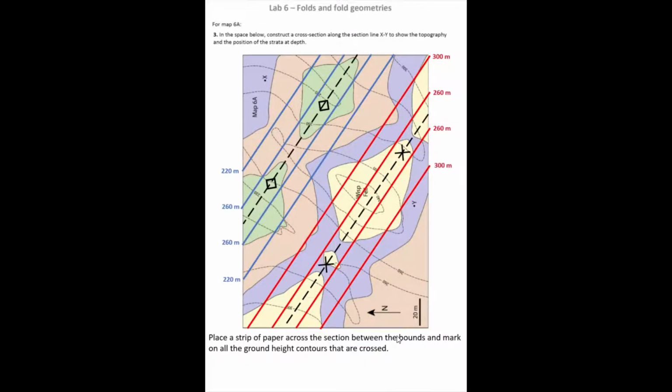Okay, the next question asks us to construct a cross-section along the section line XY to show the topography and position of the strata at depth. So another little schematic cross-section that shows the hill profile and the dips of our beds in the subsurface. So to start this, we'd place our strip of paper across the section line between the bounding marks between X and Y, and mark on the ground height of the contours that we cross along that section line. So luckily our hill profile is relatively simple. We go from 260 there, 300, and that's about it.